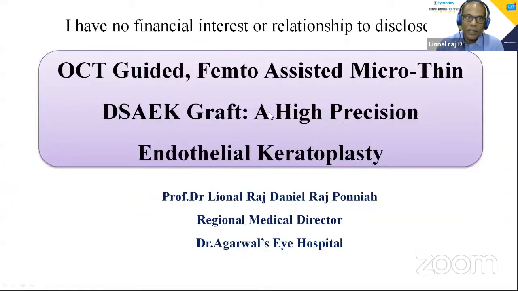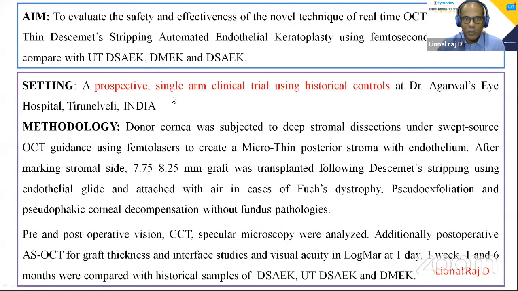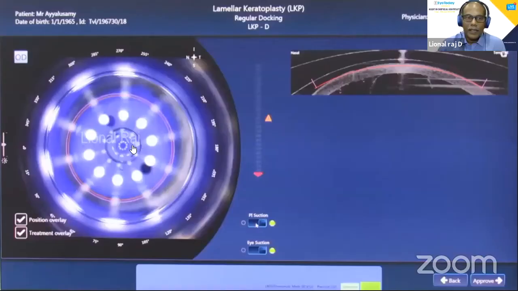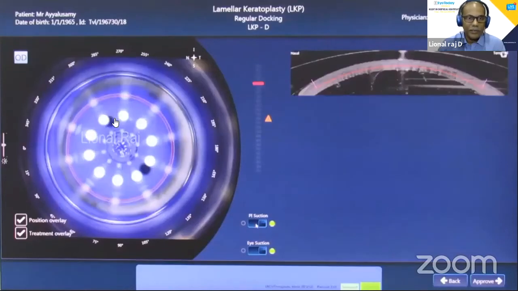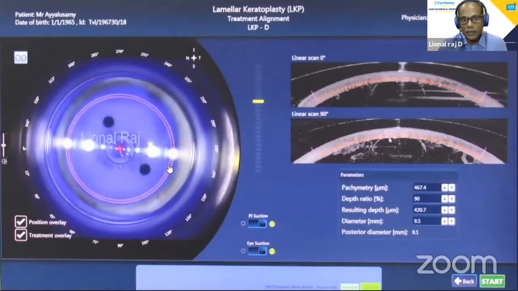And also I wish to share some of our experiences with the OCT guided femto-assisted microthin DSEK graft, high precision endothelial keratoplasty. So this was a prospective single-arm clinical trial using historical controls. A healthy donor tissue, here we don't have to worry. Any aged cornea, even 1 year, 2 years, any aged corneas we can use.